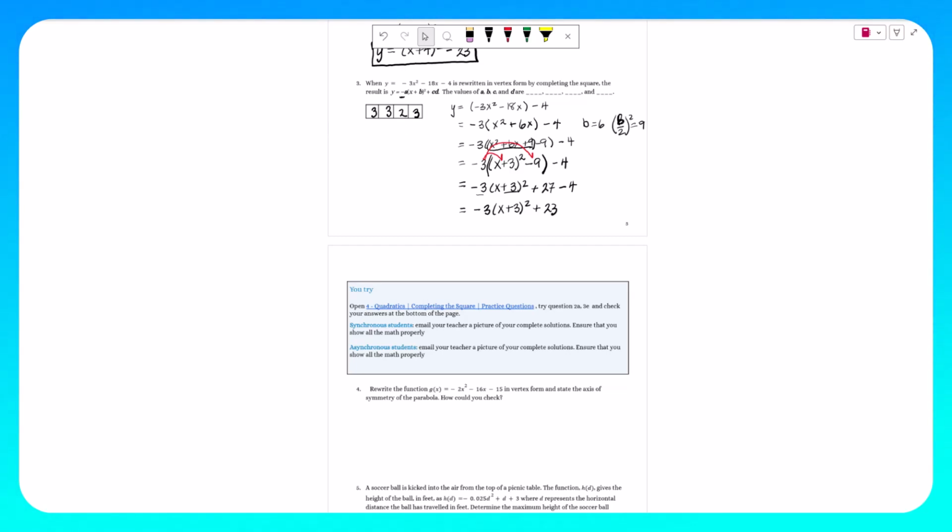Let's keep going. If you are a synchronous or asynchronous student, I want you to do questions 2A and 3E, take a picture, and email them to your teacher. I want you to show them that you know how to do these completing the square questions.